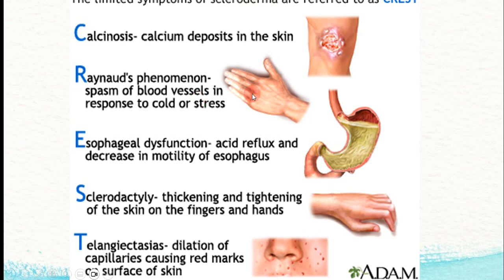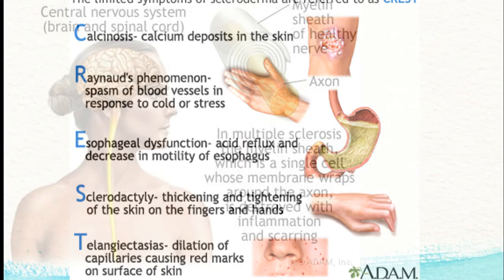Raynaud's, the blood vessels in the extremities are smaller, right? So then, look, they get cold very easily. Raynaud's is pretty common, actually. If you know somebody who gets their fingertips and toes cold, even when it's not that cold outside, yeah. Esophageal dysfunction, acid reflux, right? That's not holding very well there, that little sphincter. Sclerodactyly, thickening and tightening of the skin and fingers. That's kind of stiff person right there, that kind of thing. And however you say this word right here, red marks on the surface of the skin. Telangiectasis. Yeah, I'm not sure.